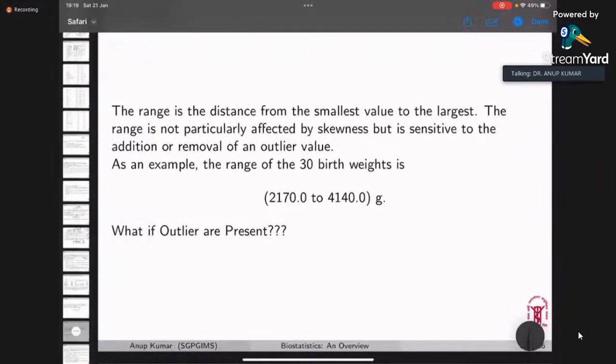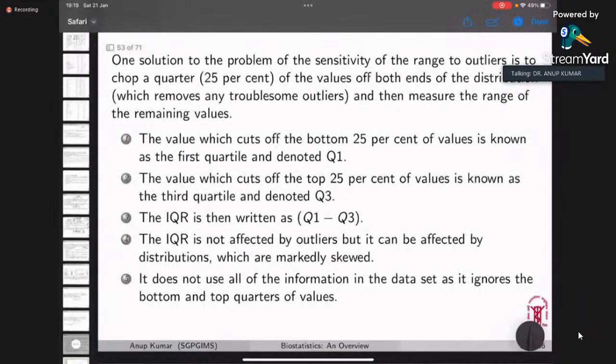Now the question is again, what if outliers are present? If outliers are present, you can go with the quartiles. You can present your data with the help of quartiles Q1 and Q3, and Q2 is actually the median. The box plot also presents these quartiles.